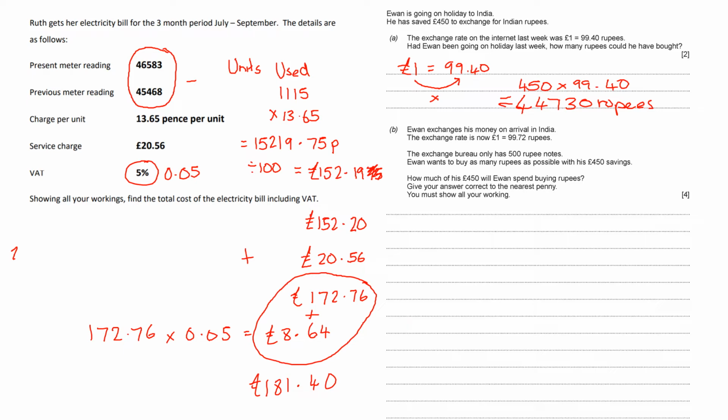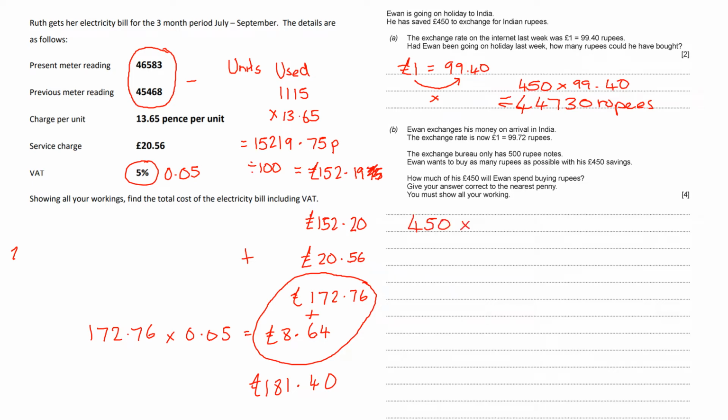However, here's quite a common question. The exchange bureau, where he's gone, only has 500 rupee notes. It can only give him 500 or 1,000 or 1,500, something in the 500 times table. And he wants to buy as many rupees as he can. How much of the £450 will he spend? So here's what we do.